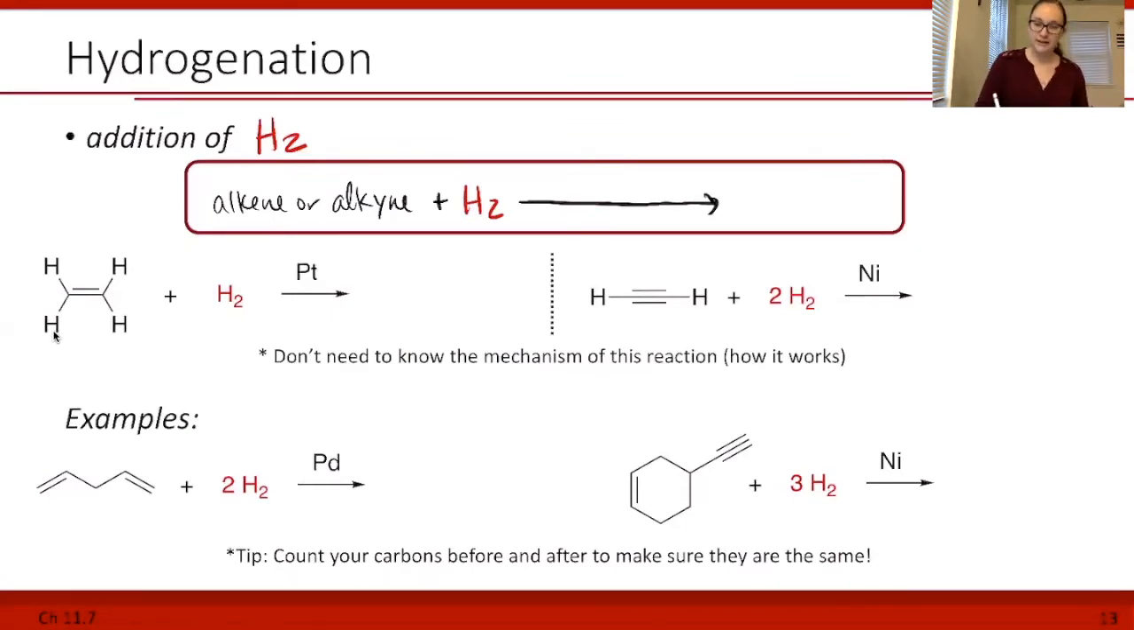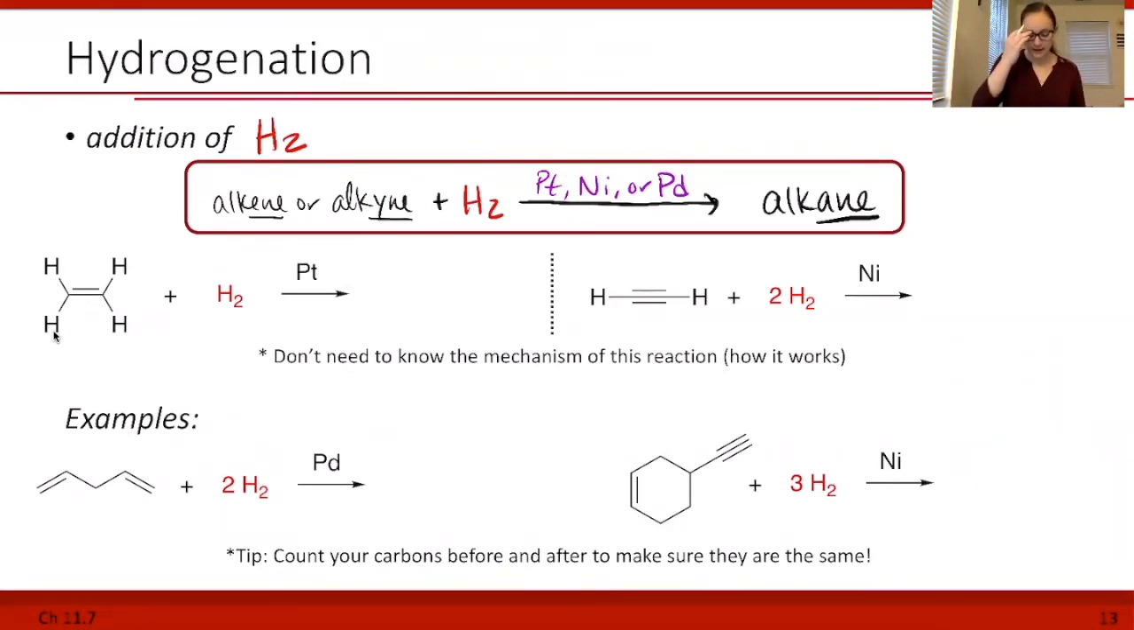So we need either platinum, nickel, or palladium in order to do this. One of those solid metals will catalyze a hydrogenation reaction. And then from there, we end up with an alkane. So pay attention: an alkene or alkyne ends up as an alkane. So double and triple bonds turn into single bonds.